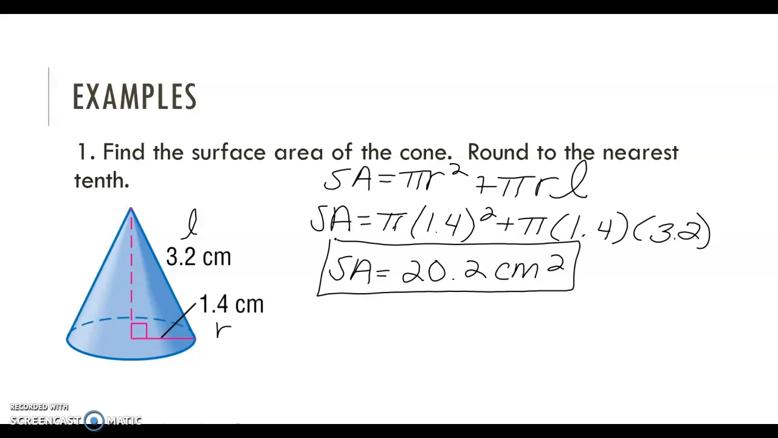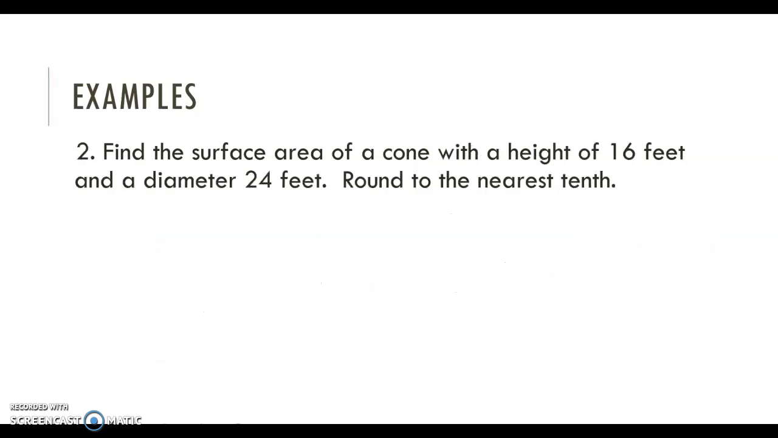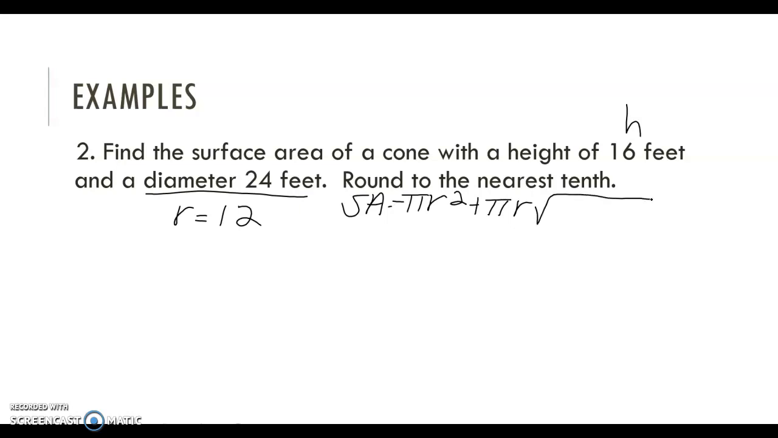Okay, let's look at another one. So this one, we're not given a picture. Let's take a look at what we're given in the description though. So we have a regular height of 16 feet, and we have a diameter of 24 feet, which means that we have a radius of 12. So this time we're given the regular height and we're given the radius. So we will use pi r squared plus pi r, and then we can think about using this like r squared plus h squared.